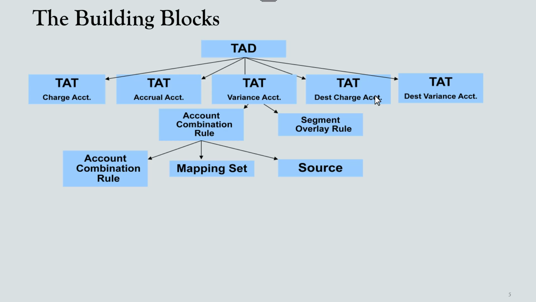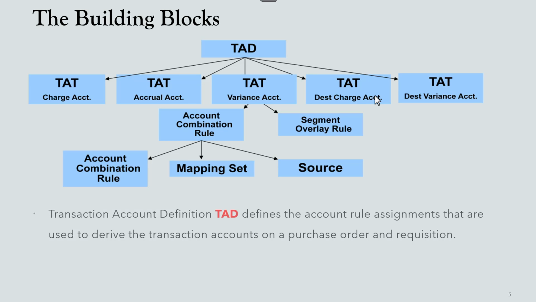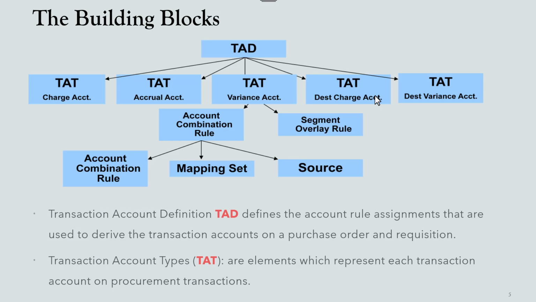Transaction account types are elements that represent each transaction account on procurement transactions. There are 5 such transaction account types for 5 different accounts exposed on procurement transaction. This is the definition of TAT. What are these 5 different accounts exposed on procurement transaction?